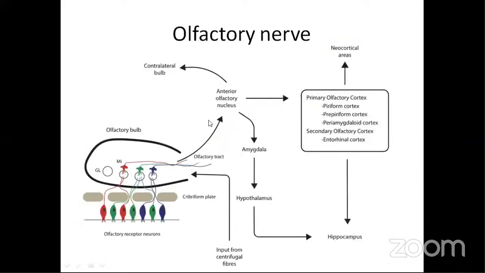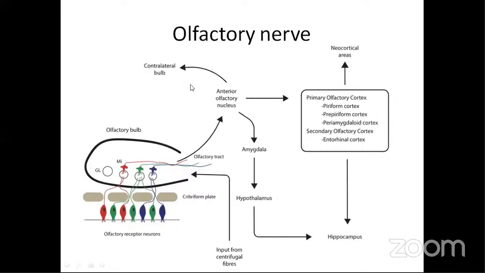So yeah, this is a simplified flow diagram of the olfactory pathway. Here we see the line which I was talking about. The first order neuron synapses with the second order neuron here in the olfactory bulb, giving rise to axons which form the olfactory tract. The olfactory tract ends at the anterior olfactory nucleus located near the anterior perforated substance. Here, the olfactory tract divides into the olfactory stria, the medial olfactory stria and the lateral olfactory stria. All of this area is called the primary olfactory cortex here.